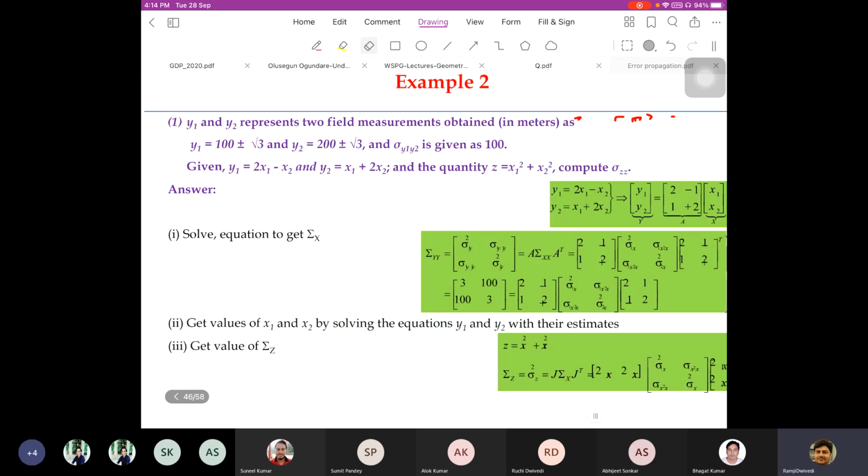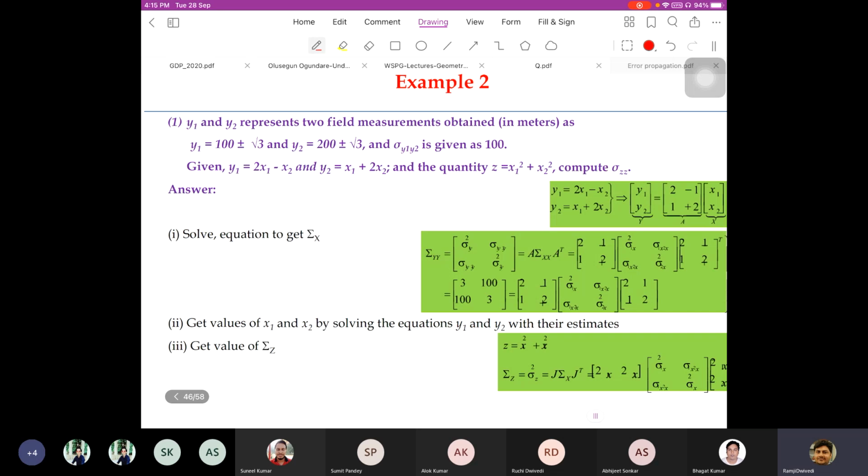It is saying that y1 is this, y2 is this, sigma y1 y2 is this. Given y1 as 2x1 minus x2, y2 as x1 plus x2, and quantity z1 is equal to x1 plus x1 square plus x2 square, compute sigma zz. Now what is it doing? It is asking for sigma zz. So how will you solve this problem?